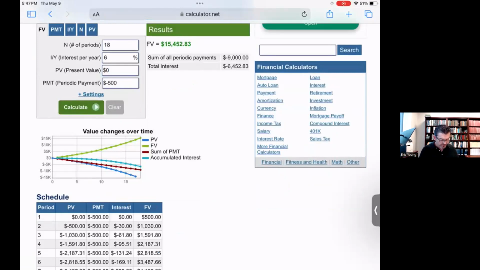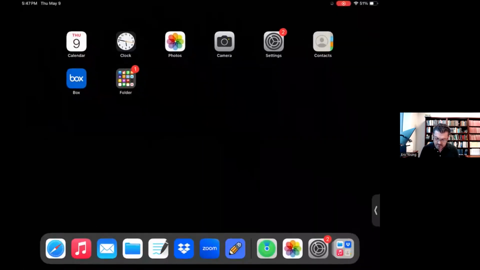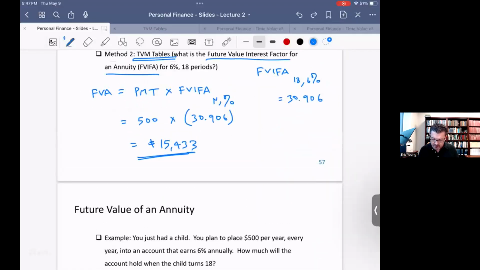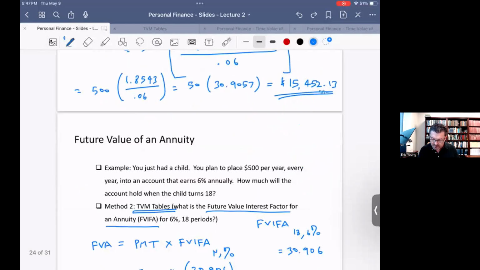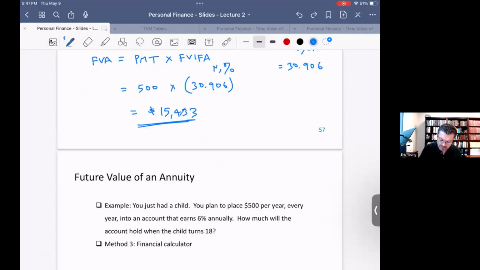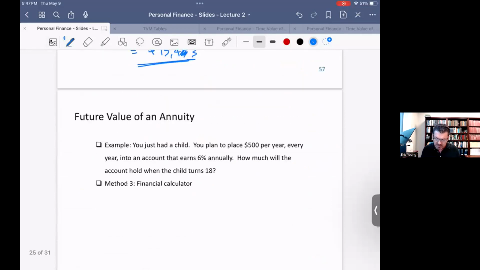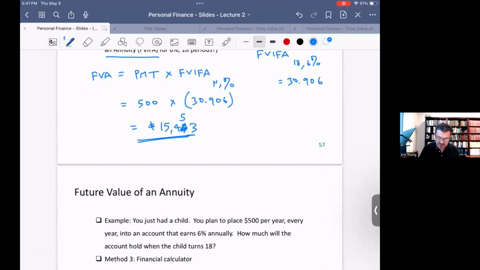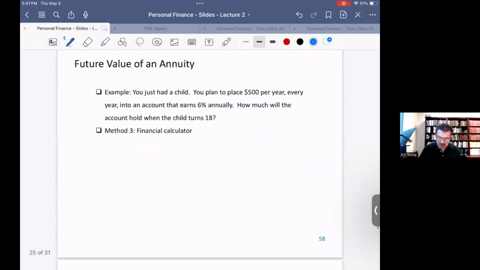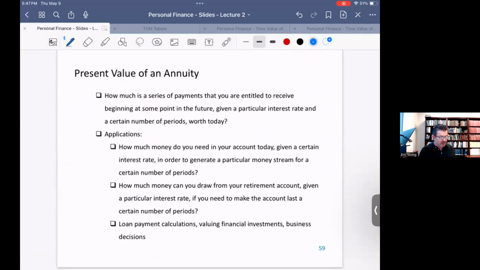15,453, which I hope, if I did this right, will be what we said. Oh, sorry, 15,452.83. So 15,453. Yep, there it is. Sorry about that. But there we go. 15,453. So once again, we have 3 different methods. Because the inputs are the same, the method doesn't matter. The outcome will be the same. Yeah, I just multiplied that wrong. So I should have put 15,453. So forgive me for that. There we go. All right, we're almost there. Let's wrap this thing up.